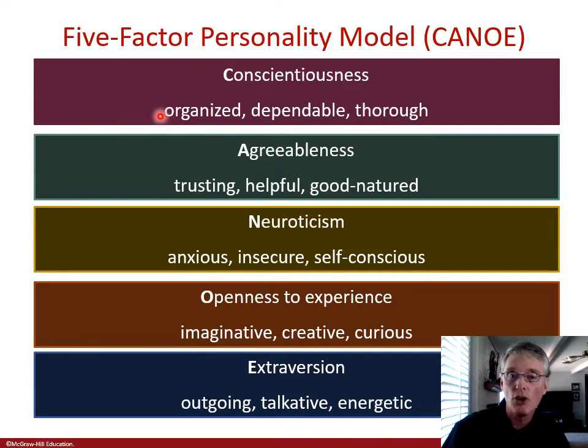So conscientiousness: are you organized? Are you dependable? Are you thorough? Agreeableness is something different. I'm thinking research methods, and this is a different dimension. With agreeableness, we're talking about trusting, being helpful, being good-natured. Neuroticism: anxious, insecure, self-conscious. Then openness to experience, and extroversion: outgoing, talkative, and energetic. So a lot of individual personality dimensions grouped within 5. That 5-factor model is just a really good model for taking a lot of those and making sense of it.